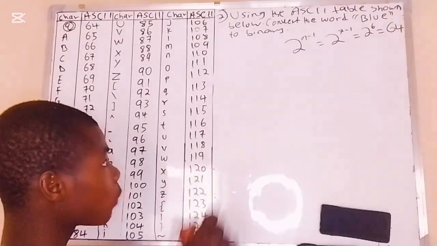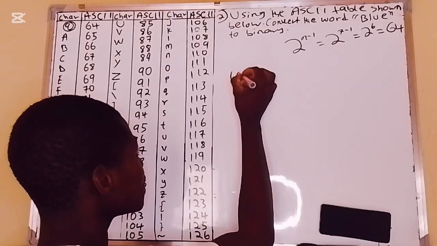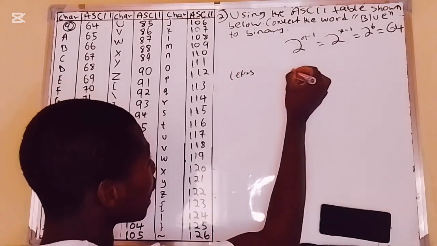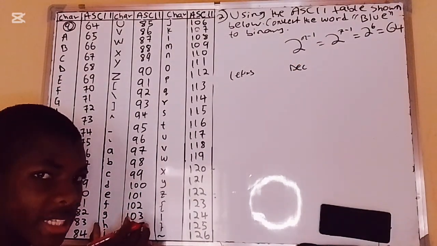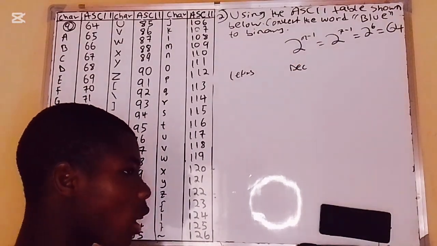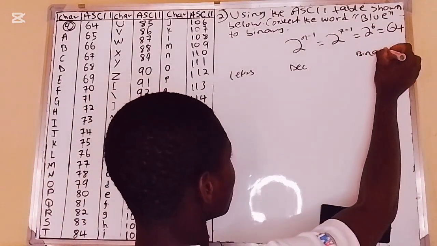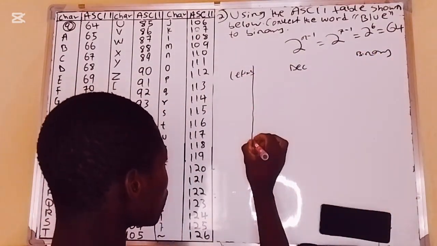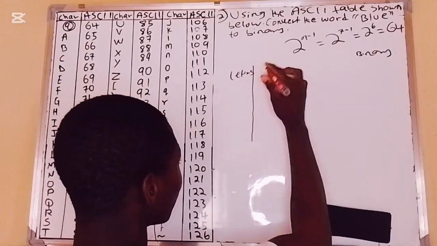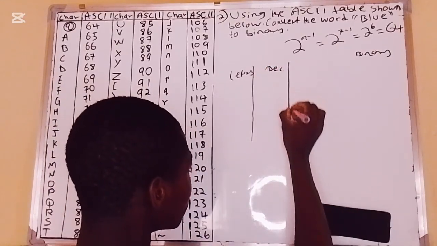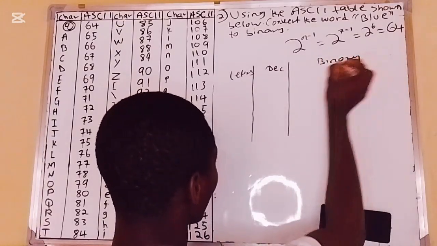Let's say this is letters, and this is decimal, because we are going to pick the decimal first, and then we have to convert them to binary. So let's say this is the binary. We have letters, we have the decimal here, and we have the binary.